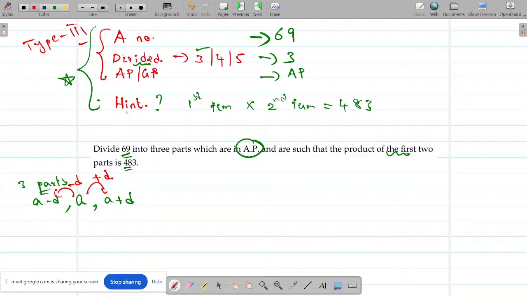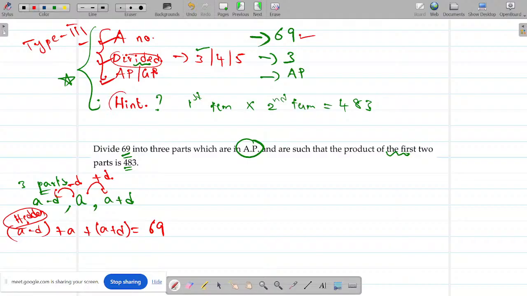What is given? This 69 is divided into three parts. So from this itself, I have a hint. a minus d plus a plus d is equal to 69. This is the hidden hint actually. You have to remember this. It will not be given in the question. These four things will be given: a number, whether to divide it into 3 parts or 4 parts or 5 parts, AP or GP, and a basic hint. This will be the hidden hint. Because it is an arithmetic progression, we use this. If it is geometric progression, I may not use this one. I'll go for another order.